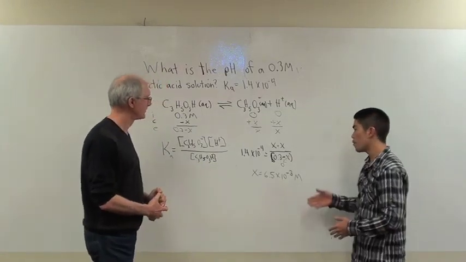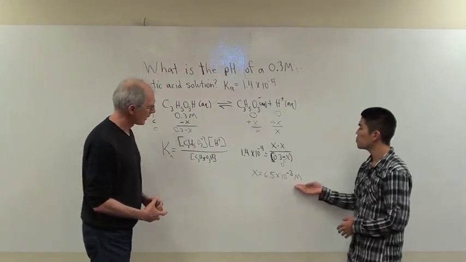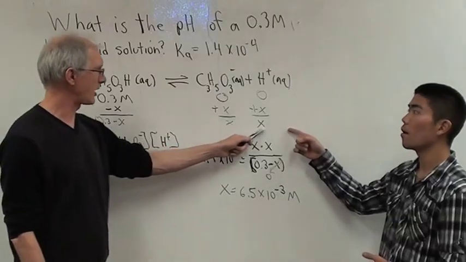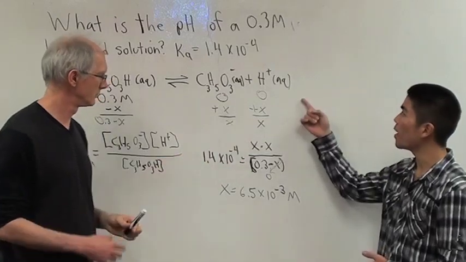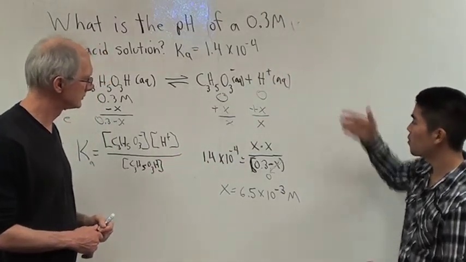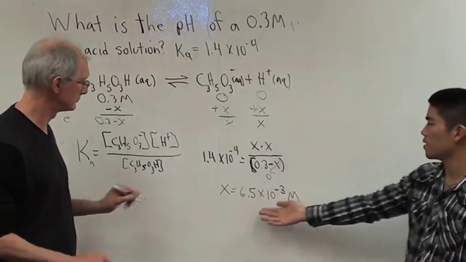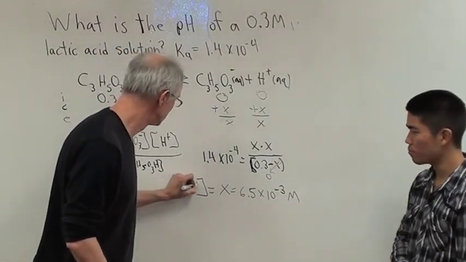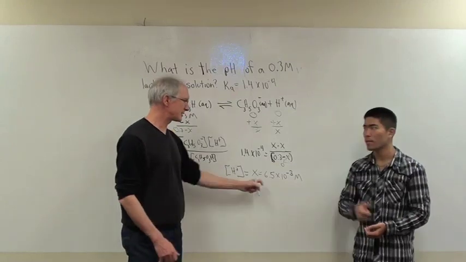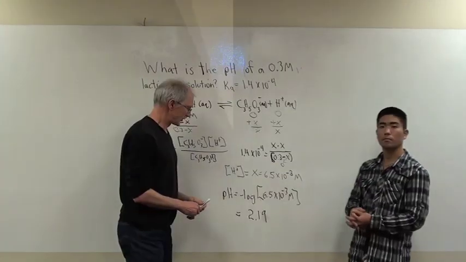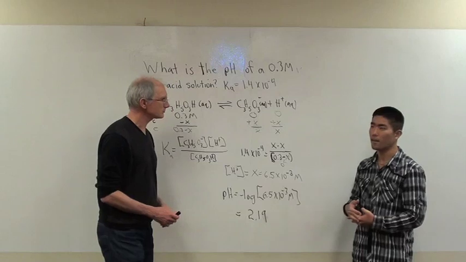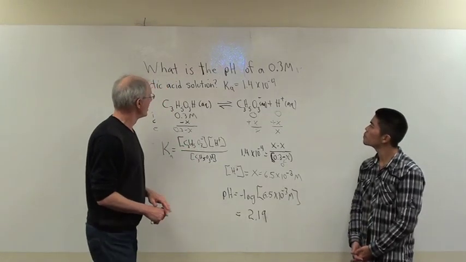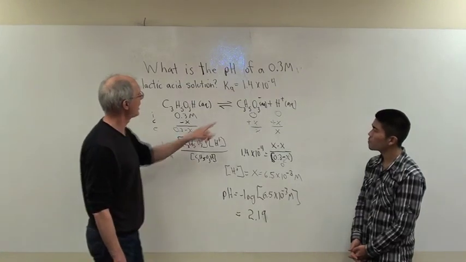Okay, so now we have our value for x. And what does x tell us? Well, x is the final concentration of H+. And that's how we get pH. So basically we know the concentration of H+ is 6.5 times 10 to the negative 3 molar. And then to get pH, I just take the negative log of that, which equals 2.19.